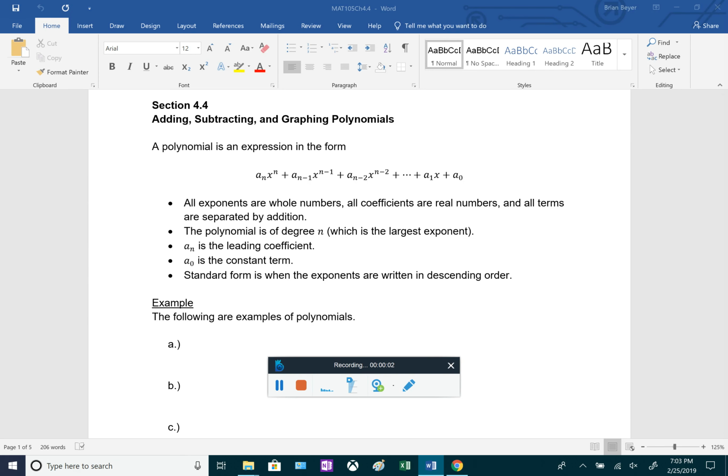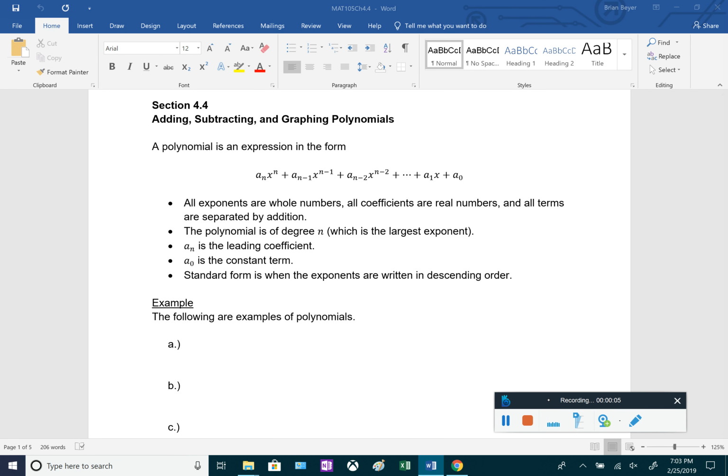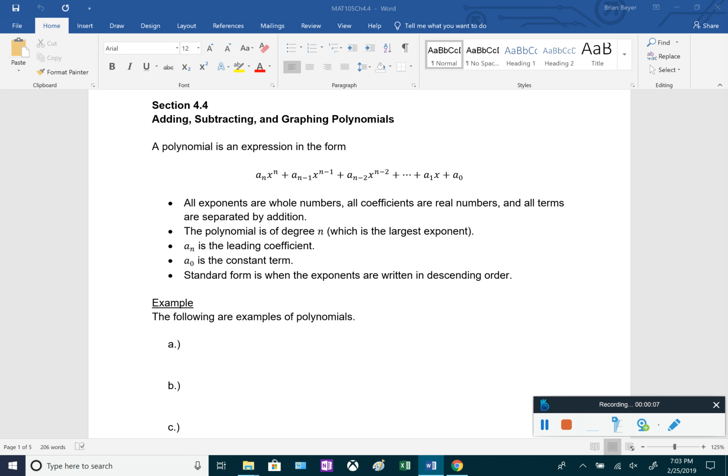In section 4.4, we're going to be working with polynomials, so we're going to be adding, subtracting, and then we'll be graphing them towards the end. So a polynomial is just an expression in this form. It's going to look pretty confusing, so bear with me.